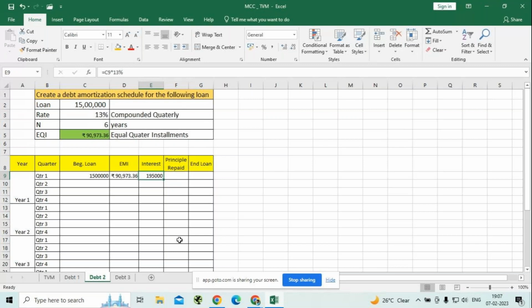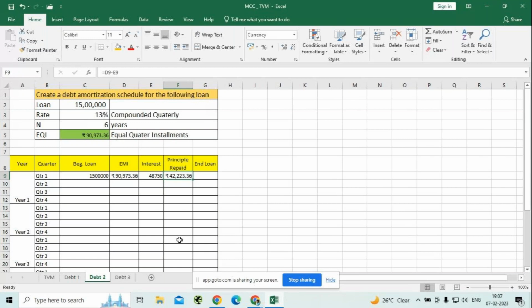So here what we are supposed to do is, when we are going to calculate quarterly, you have to divide it by 4. So out of 90,973 rupees, 48,750 is interest. So principal repaid will be easy, EMI minus this, and the ending loan will be this minus this.